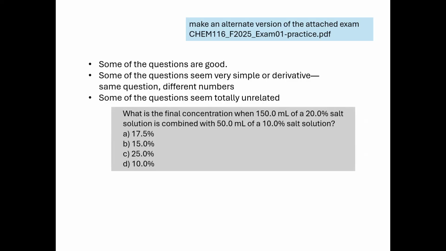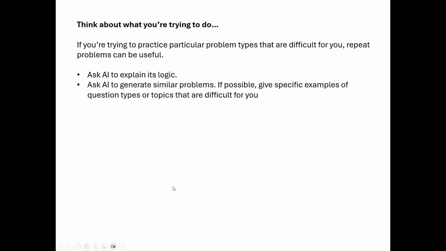And so as you're processing all of this, I would encourage you to do a couple things. One of them is to really think about what you're trying to do. If you're trying to practice particular problem types that are difficult for you, when you have examples of repeat problems, those can actually be really, really useful. And if you get in that situation, I would encourage you to think about asking AI to explain its logic and ask AI to generate similar problems. Okay. If possible, give as many specific examples of question type or topics that are difficult for you.